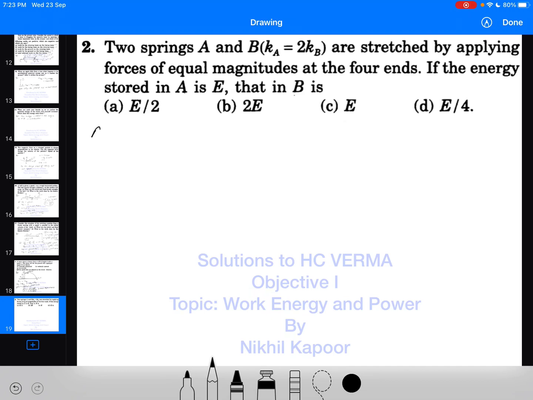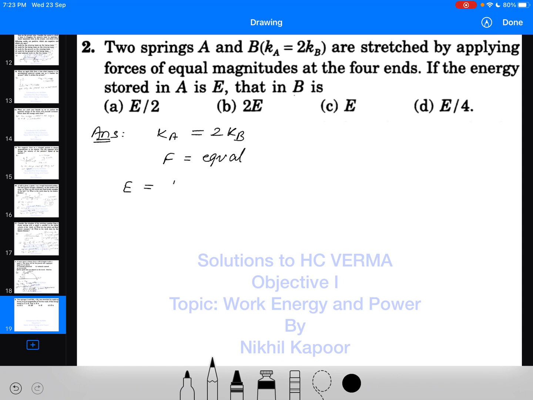Let's start with the second example, and what is said here in this example: two springs A and B of constants. Okay, so the spring constant of A is twice of the spring constant of B, and they are stretched by applying force of equal magnitude. Okay, so equal for both the springs is force. The energy stored in A is E. So let's first of all derive the formula for energy stored.